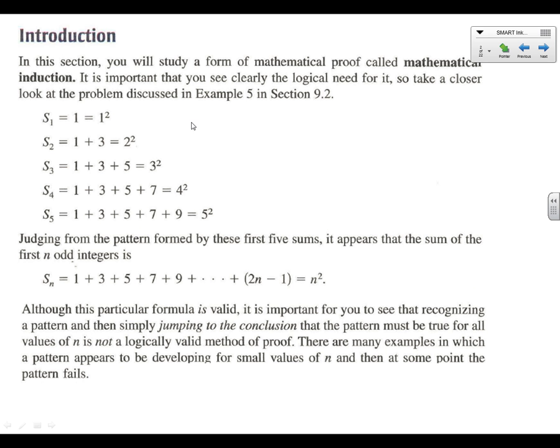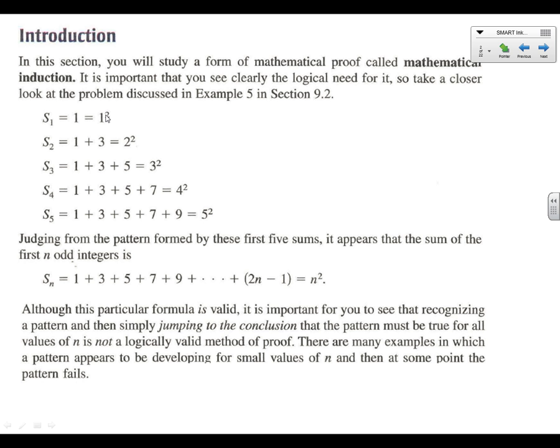So if you think back, there was an example 5 in section 9.2 that had a formula, and it was 1, and then 1 plus 3, and then 1 plus 3 plus 5, and then plus 7, and we were always adding 2. Once we started with 1, we were adding 2. So this is our extended formula here: 1, 3, 5, 7, 9, and then all the way up to whatever 2n minus 1 happens to be.